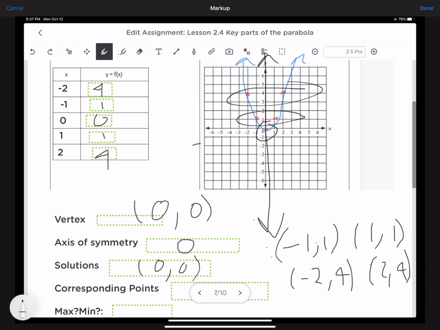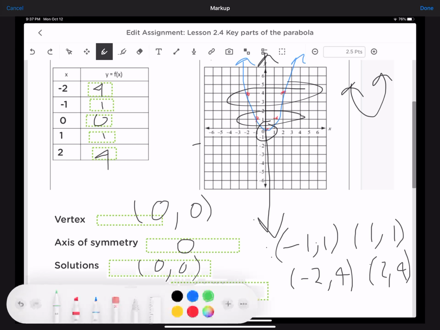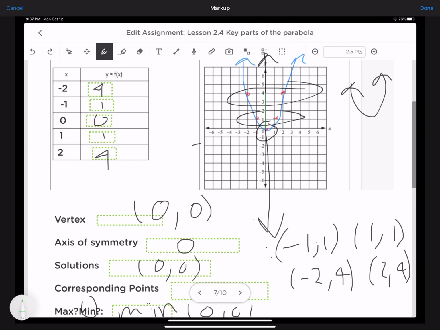Then if I look at it, it's a smiley face, right? My parabola is a smiley face. And because it is a smiley face, it's going to have a minimum. It's only going to get bigger from there. And our minimum is going to be 0, 0, right? Because that's literally where it's only going to get bigger from here. It's only going to get bigger.